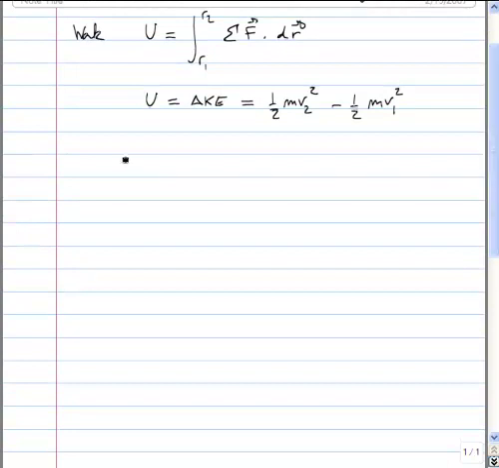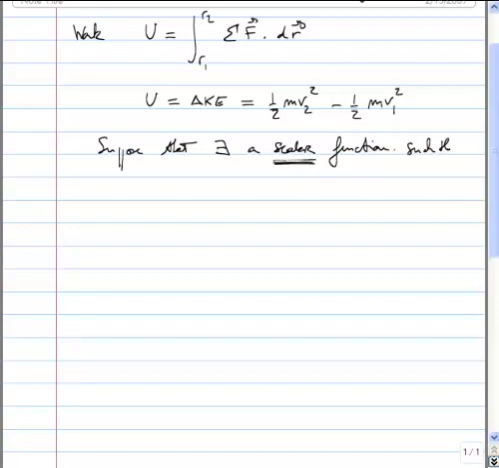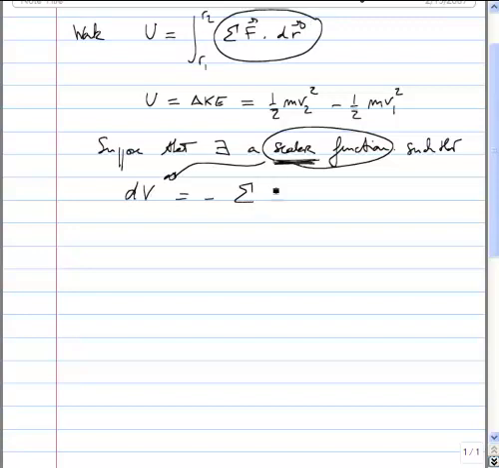Now the idea is to assume and suppose that there exists a scalar function. Now, it's not a vector function, it's a scalar function, such that dV, which is our supposed scalar function, is minus what's inside this integral, so the sum of the forces dot dr. This is a vector dotted with another vector, so we know that has to be a scalar. So let's suppose that such a scalar function exists, such that the derivative of the function is equal to minus the sum of the forces dot dr.